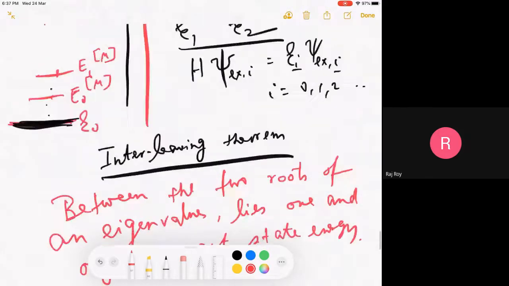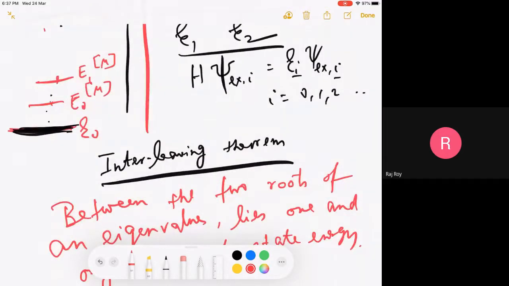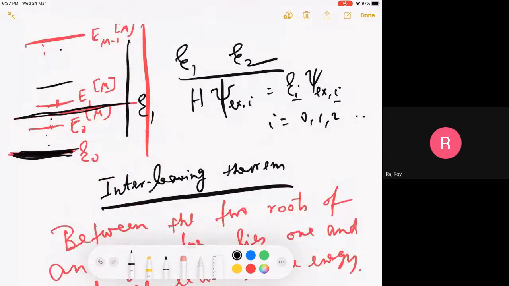So all of them are epsilon 0. Now what I'm saying is that between E0 and E1 lies one root. I call that epsilon 1. Between E2 lies another root, epsilon 2, and so on.